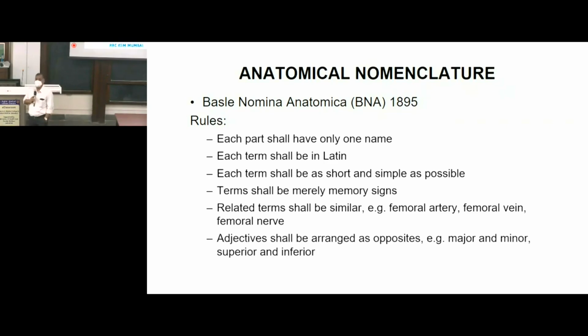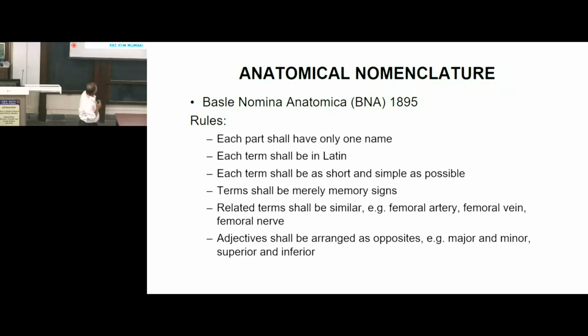Now if we have to use adjectives as prefix or postfix, suffix to a particular term, then they can be arranged as opposites. Like major and minor, superior and inferior. So they are opposites. Major is large, minor is small. Superior is above and inferior is below. So these are the 6 principles that were laid down in Basel in 1895.